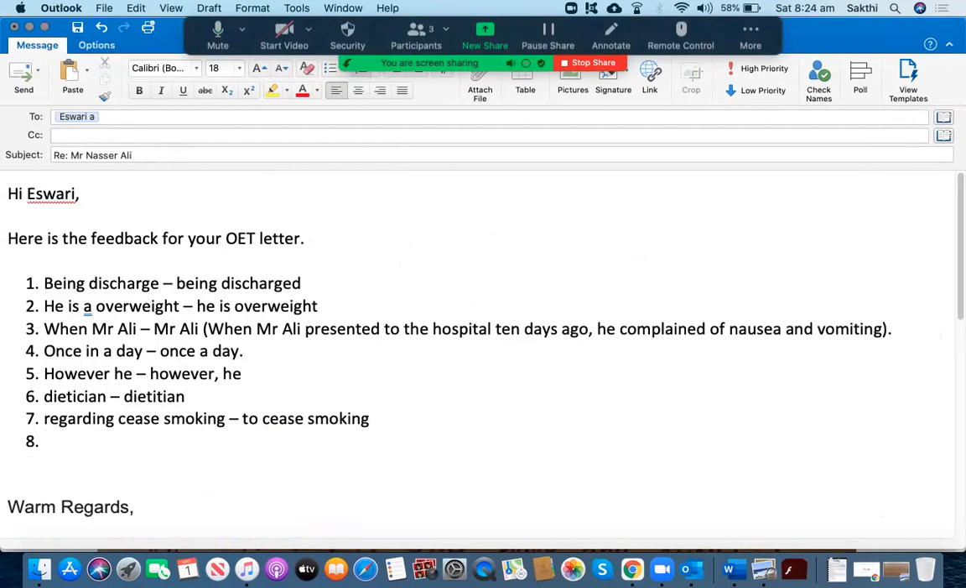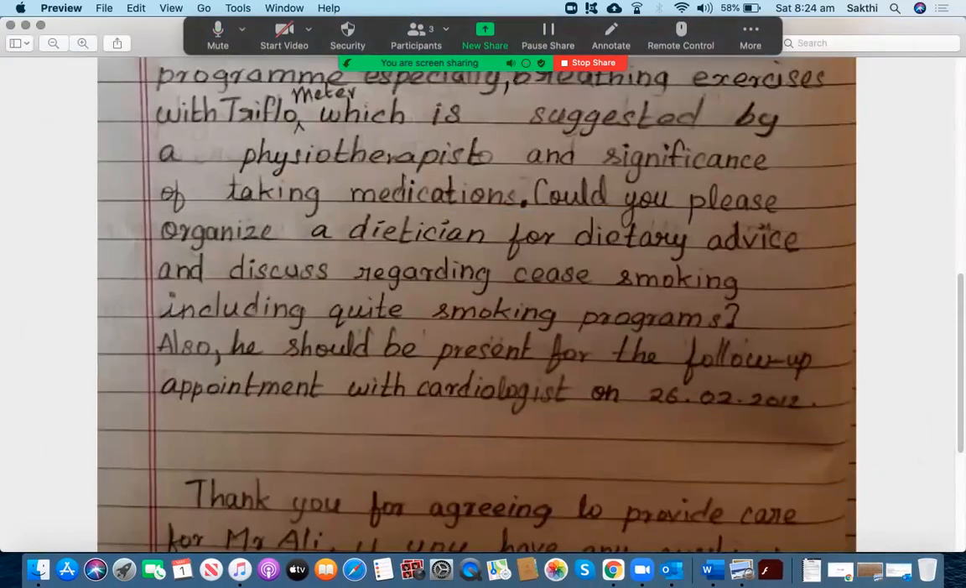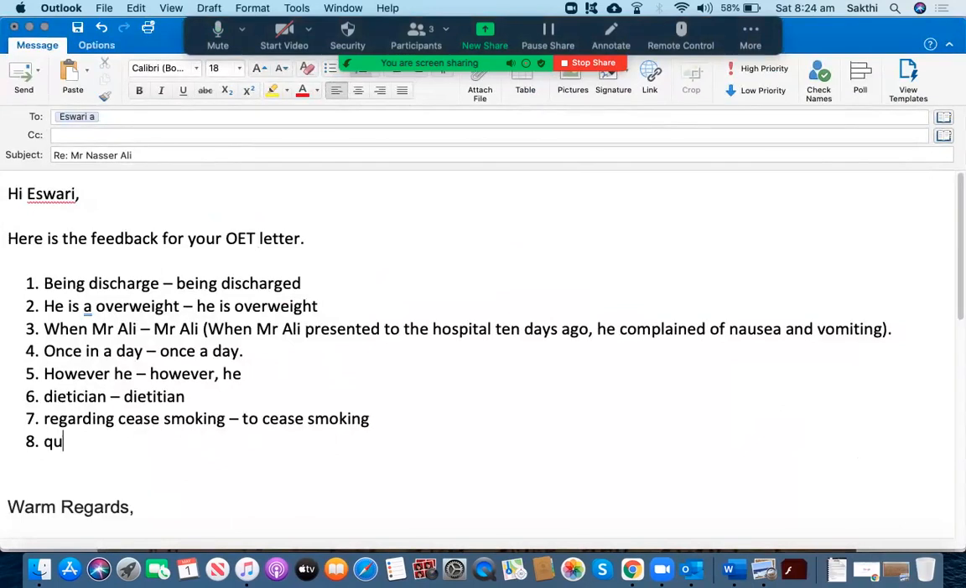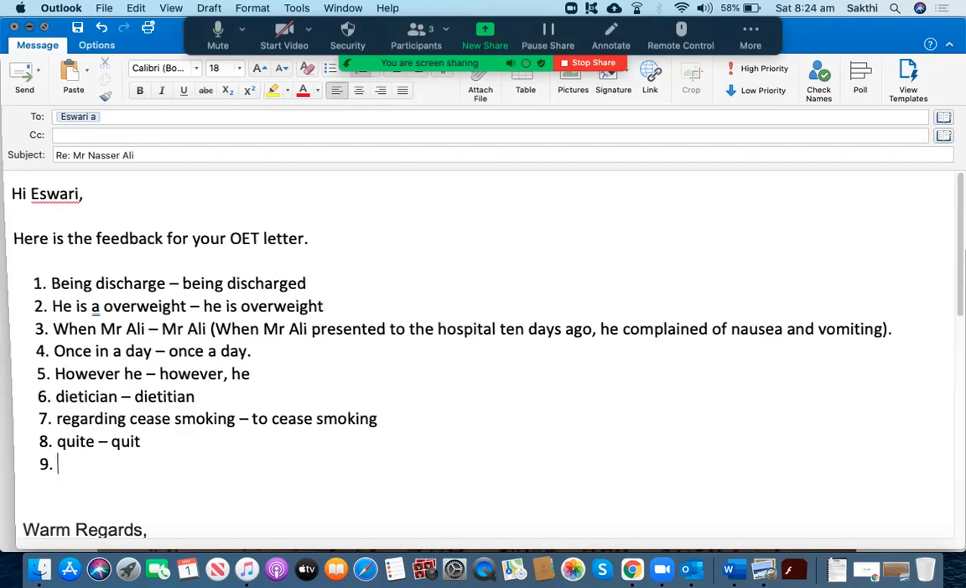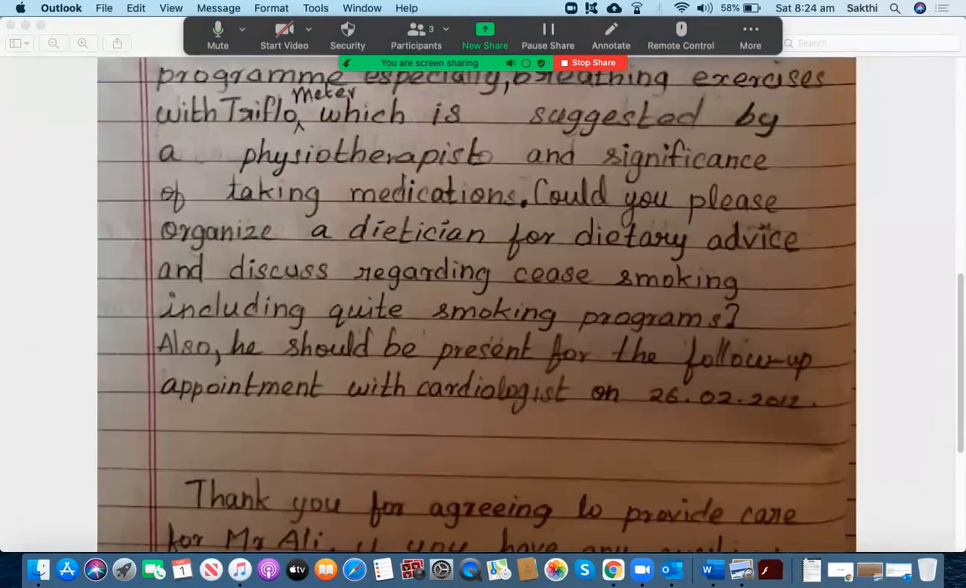Okay, and then including quite. It's not quite. It's quit smoking programs. Okay, so that should have been. It's not quiet. It's actually quit. Q-U-I-T only. She has been committing lots of spelling mistakes, unfortunately.